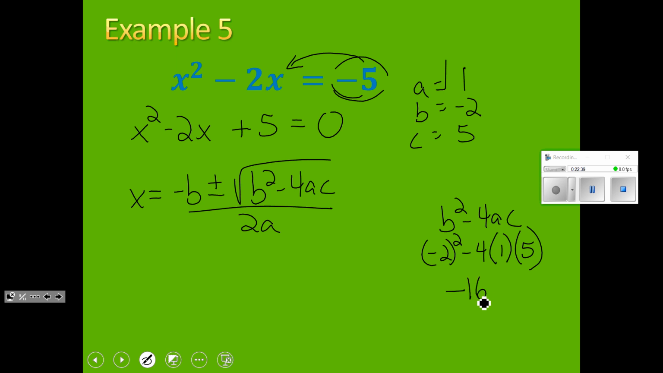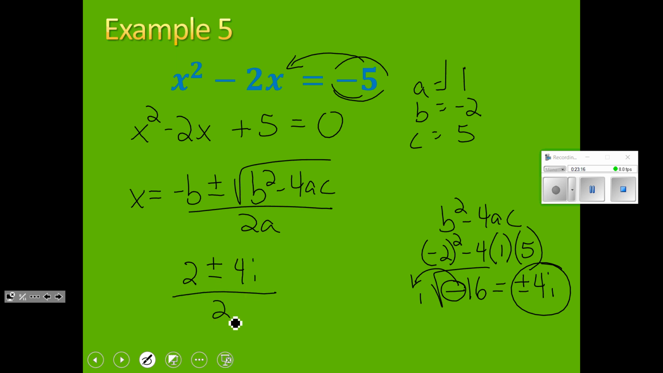Okay, so what do we know about when this number's negative? When you take the square root of it, you're going to end up with an imaginary number. So we know that this is going to have two imaginary solutions, okay? Because the definition says when a negative comes out of the radical, it comes out as an i. So this is going to be plus or minus 4i, okay? So negative b is going to be positive 2, because it's the opposite of b, plus or minus 4i divided by 2.